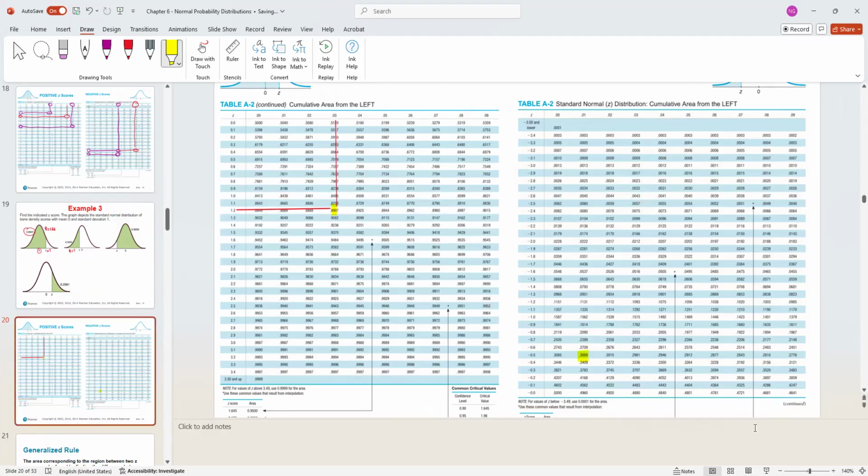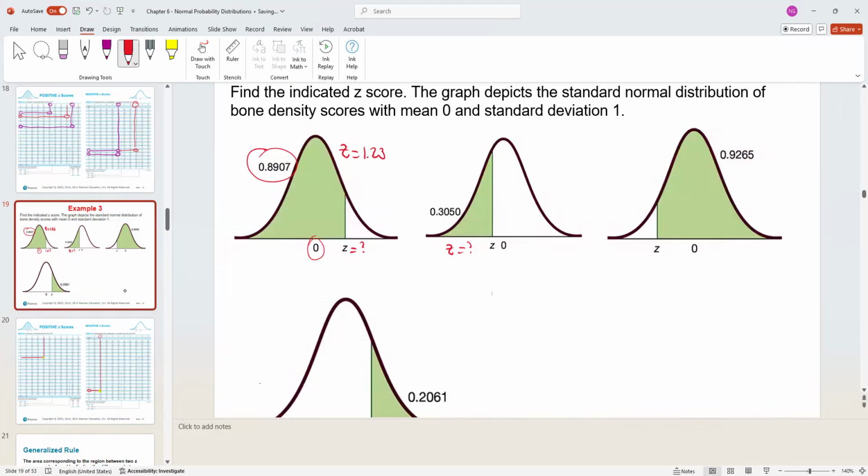Okay. So what gives you 0.3050? Yes, you can see it. It is negative 0.51, right? Negative 0.51 gives you this corresponding probability. So we said z is negative 0.51. The same way we can give you z and ask you for the probability, we can do the same.